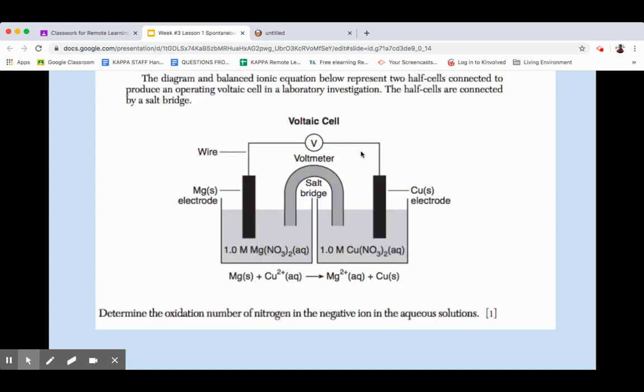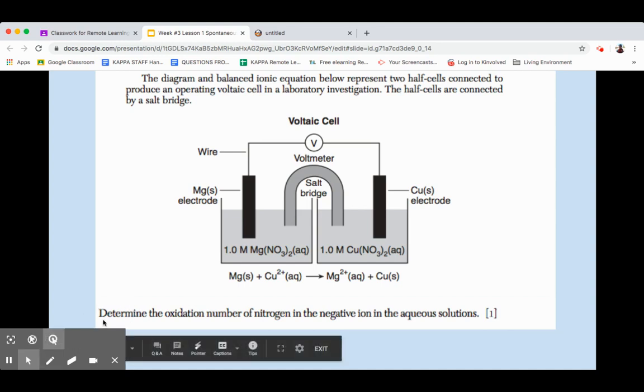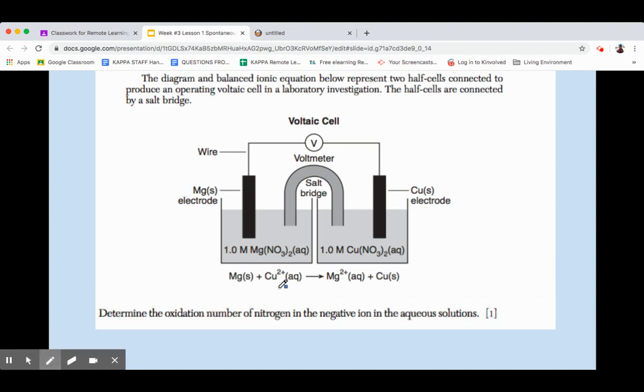For the do now, I want to go over this one question, which was part of your assignment from last week. This question a lot of people got wrong, so I do want to make sure we review. So the diagram and balanced ionic equation below represent two half cells connected to produce an operating voltaic cell in a laboratory investigation. The half cells are connected by a salt bridge. Determine the oxidation number of nitrogen in the negative ion in the aqueous solutions.